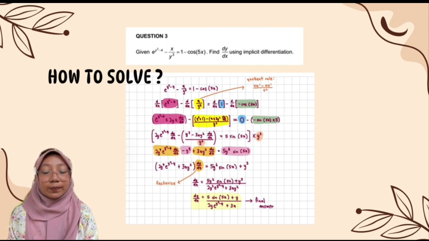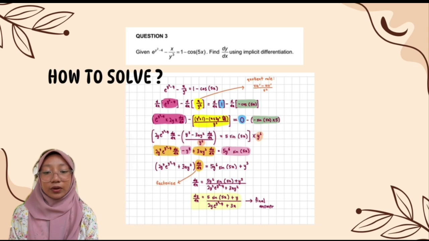Now, we have to multiply all of the equation by y to the power of 6 to delete the denominator. Therefore, we have to factorize dy/dx to make sure it is the subject of this equation. Then, the final answer that we will get is dy/dx equals (5 sin 5x plus y) over (y e to the power of (y squared minus 4) plus 3x).